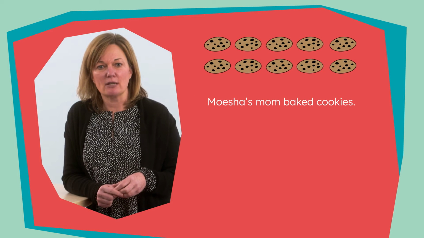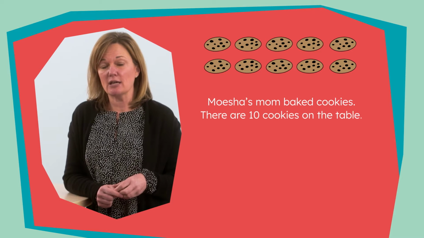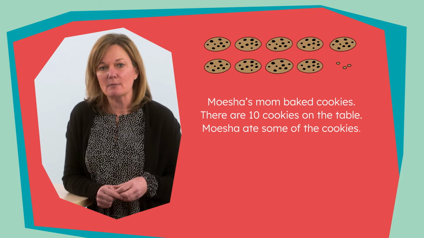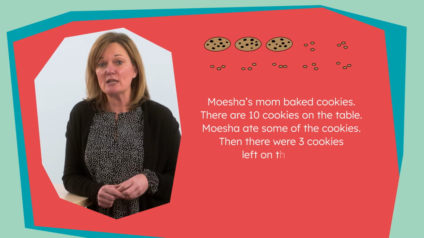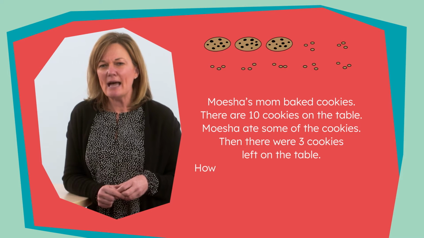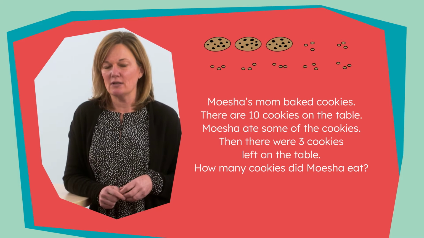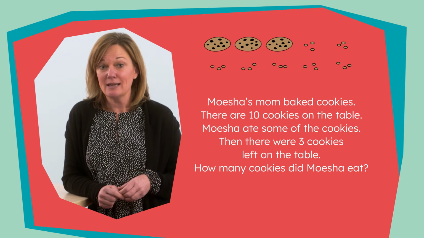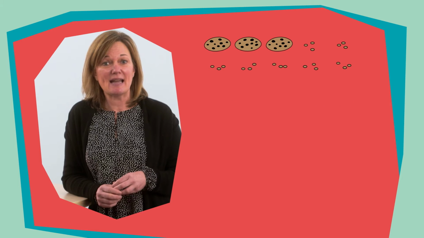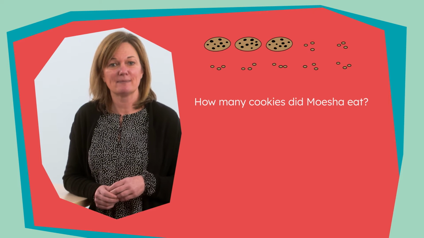Moesha's mom baked cookies. There are 10 cookies on the table. Moesha ate some of the cookies. Then there were 3 cookies left on the table. How many cookies did Moesha eat? What is the question in this story? Yes, the question is asking how many cookies did Moesha eat?